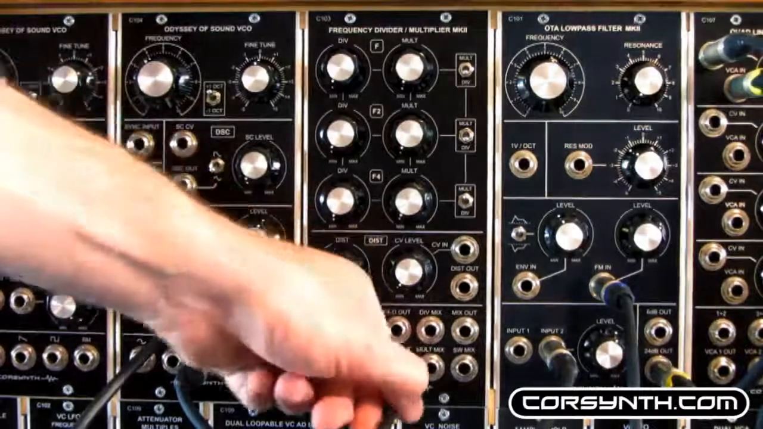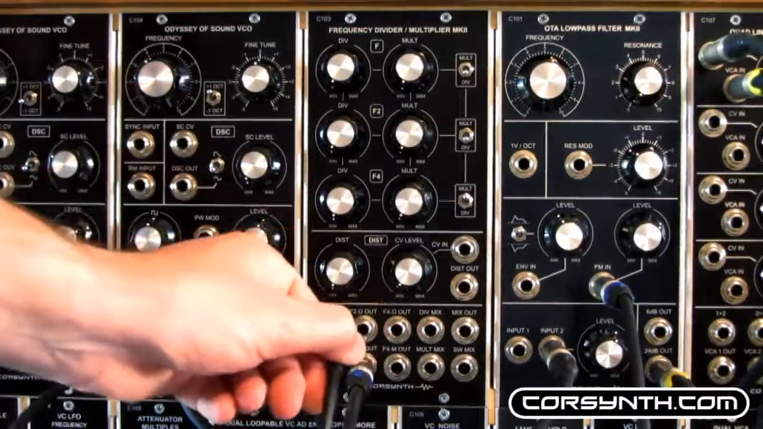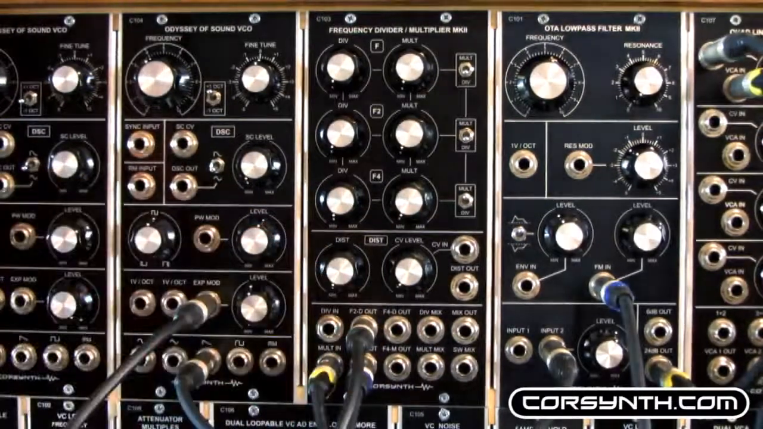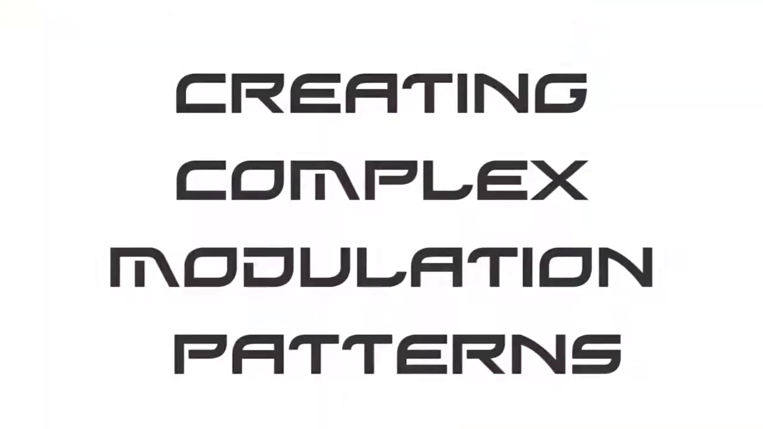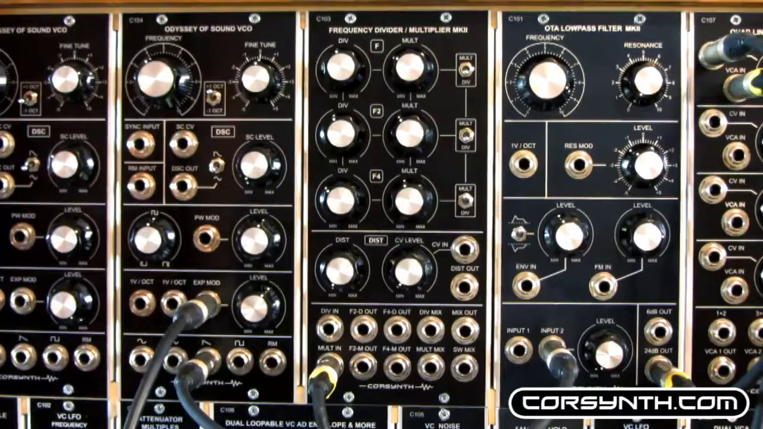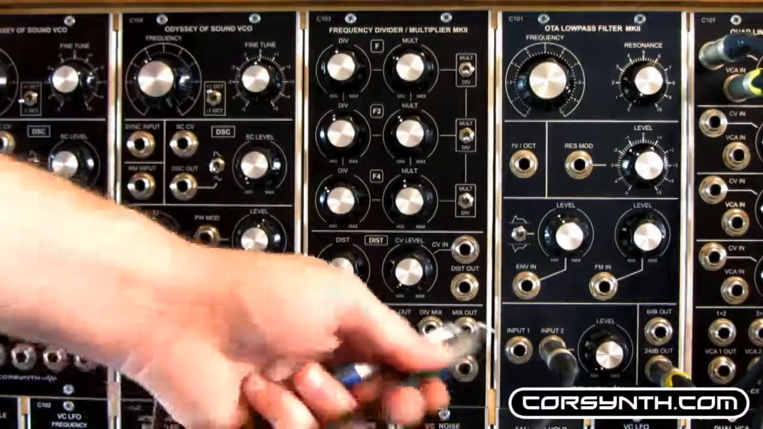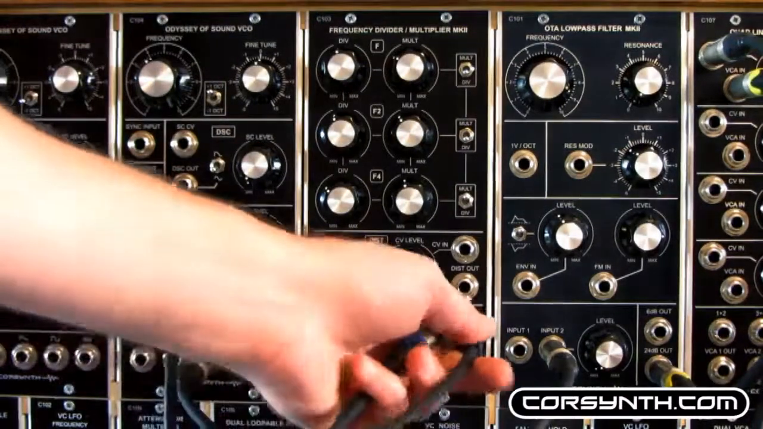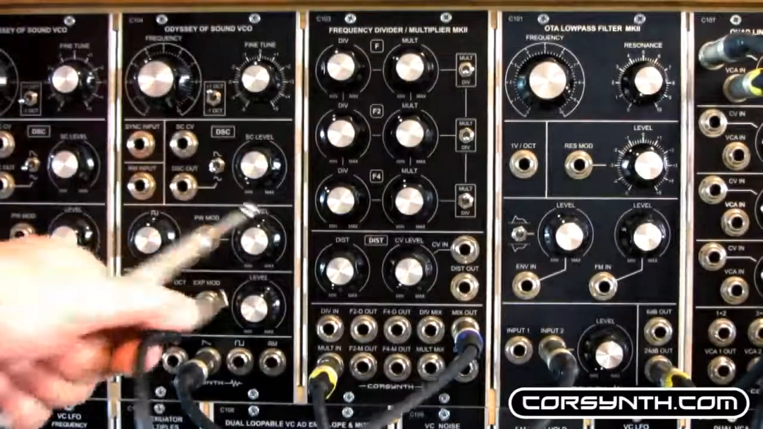Also, we could take the divider. And as you can see, they are perfectly synchronized. Now, instead of taking the signal from the individual outputs, we will use any of the mixers, for example the mix out, to create complex modulation.